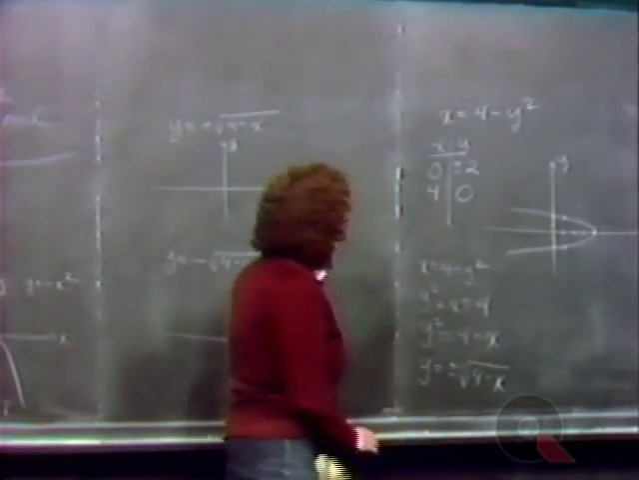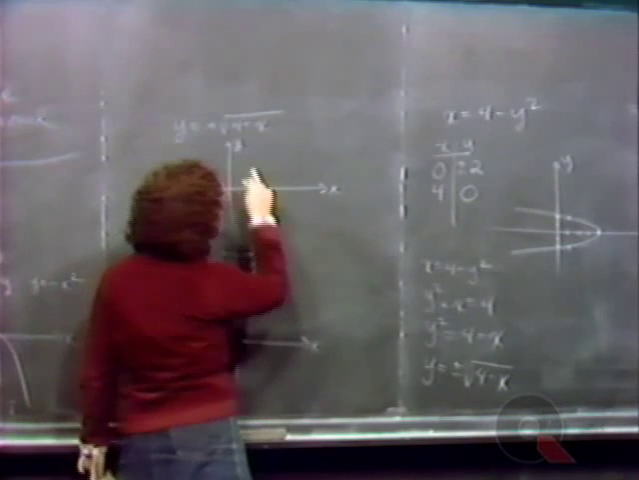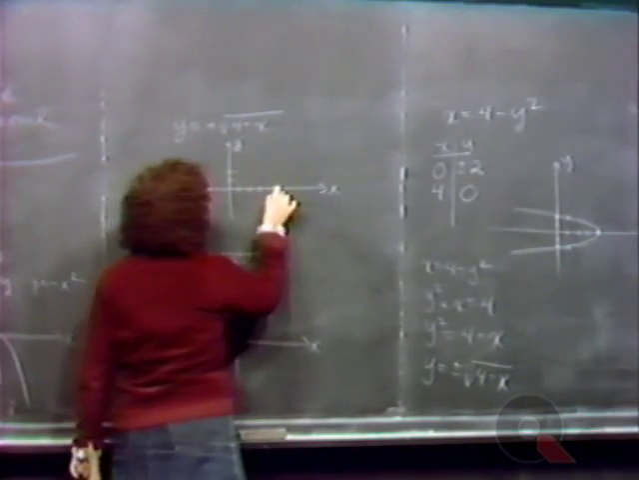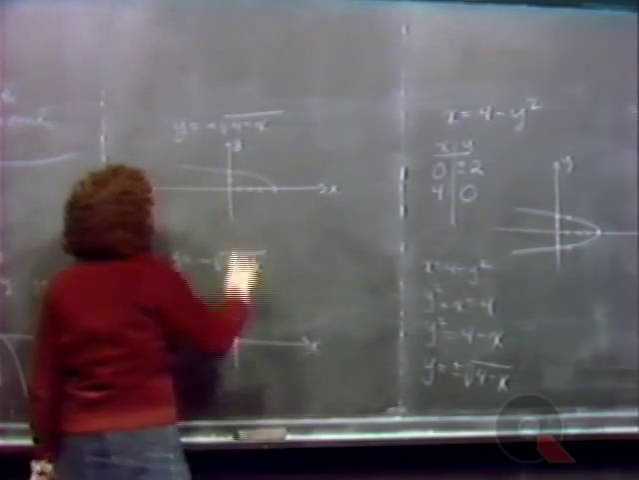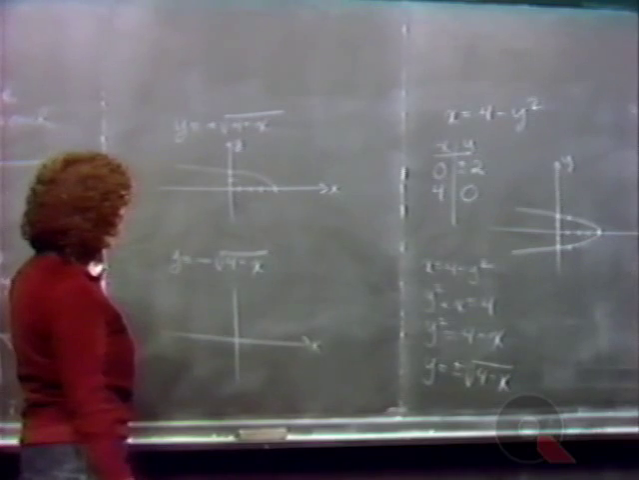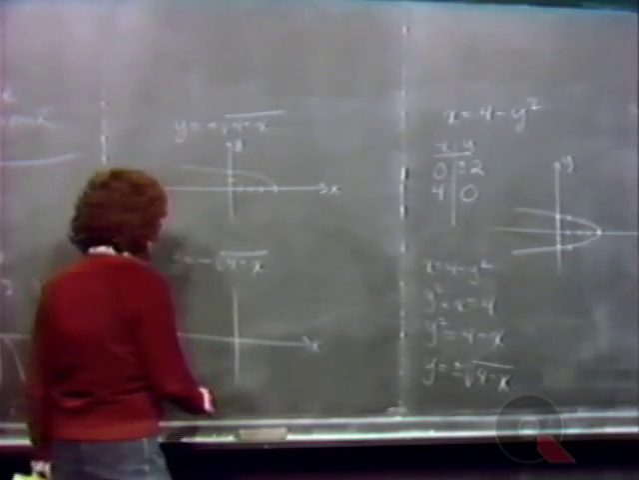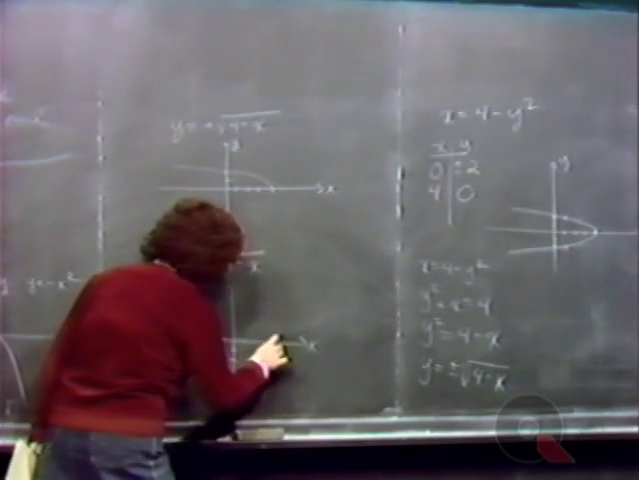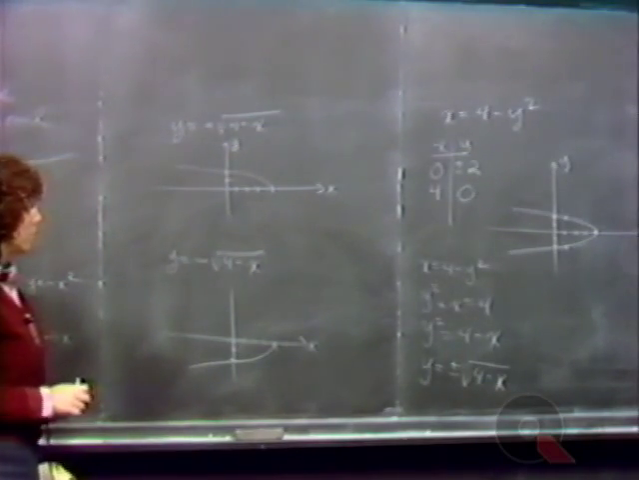Now, if it's y equals the positive square root, that means the top half only of the parabola. This would be the graph of y equals the positive square root of 4 minus x, and the graph of y equals the negative square root of 4 minus x would be the bottom half only of the same parabola.